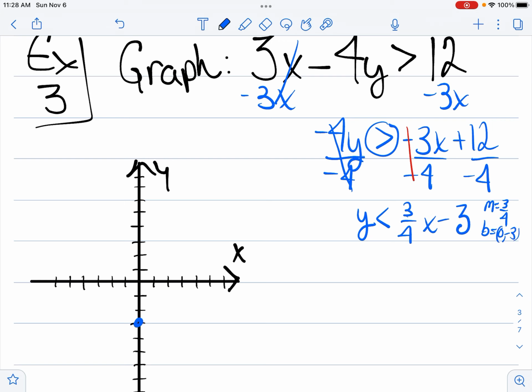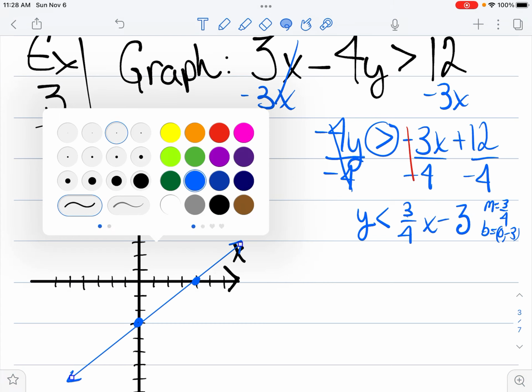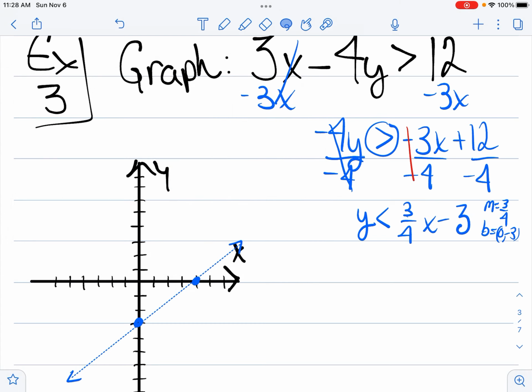So 0, -3 is right here. 3 up for the right puts me at the point 4, 0, right there. Okay? And note the symbol. Is it going to be a solid line or a dashed line? That's really important. Okay, so there's my boundary line right there. I'm going to change it to a dashed line so it's not an equal to symbol. And we're in business.